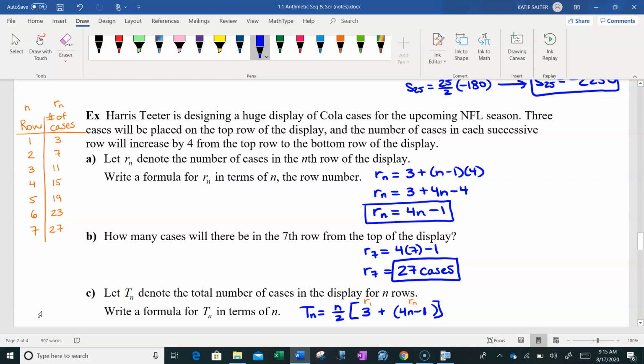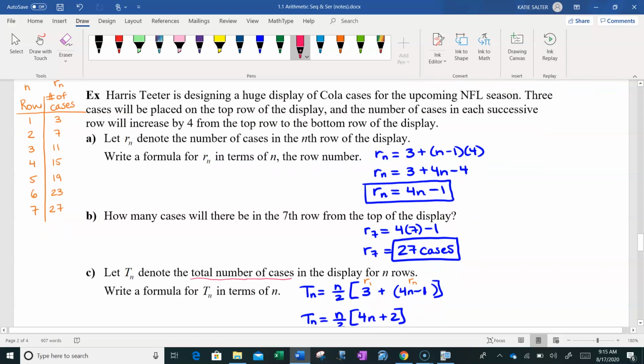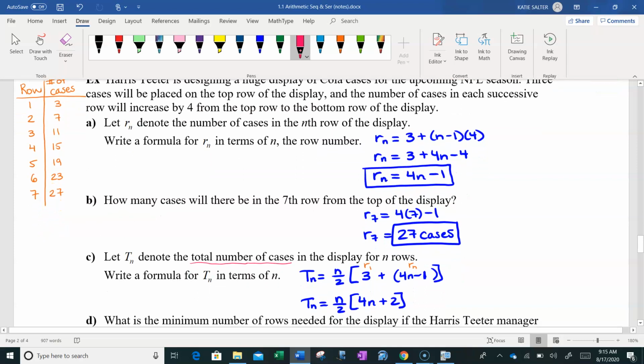All right, let T sub n denote the total number of cases in the display for n rows. Okay, so as soon as you see this, guys, this total number, that's talking about summation. We're going to add all those cases up. So pretty much this is the same thing as our S sub n formula, but it's going to be our T sub n formula. The deal is, though, we don't know what the nth term is. So what we're going to do is substitute our formula for the nth term and make a little formula here. So we substitute our first term being 3, and then for our nth term, 4n minus 1. And then I just cleaned it up a little bit.